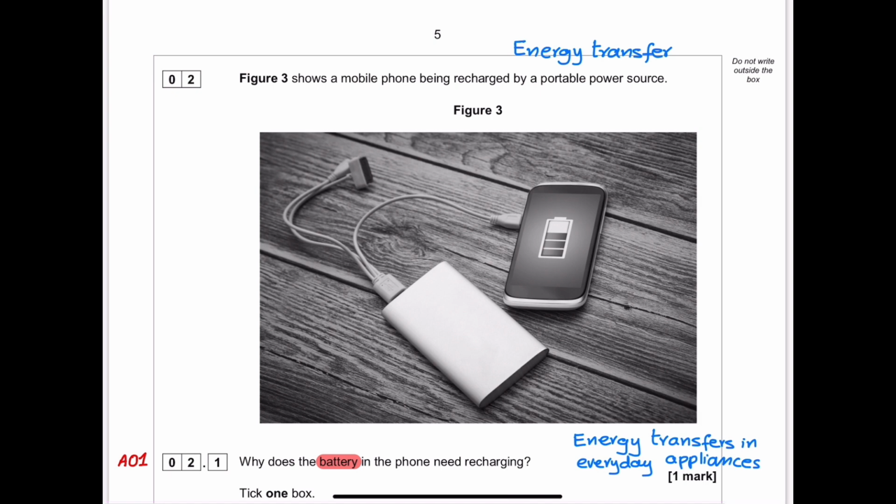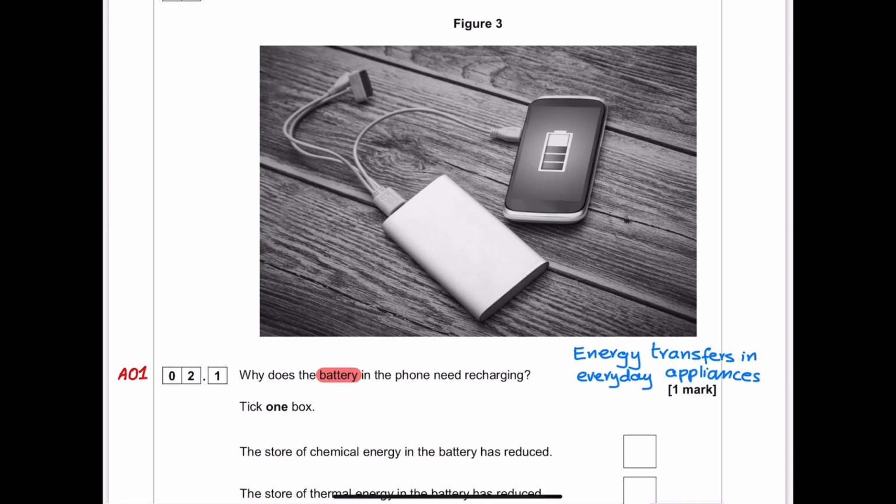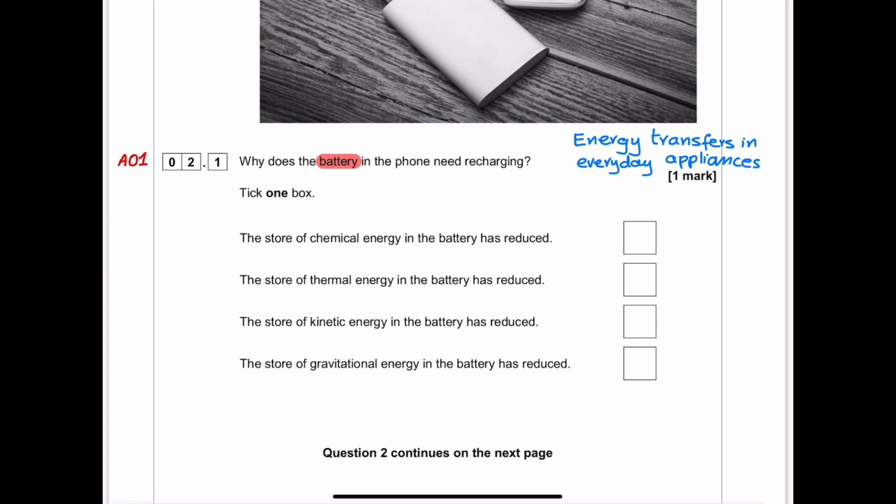Why does the battery in the phone need recharging? Tick one box. If you look here, the four options are given. The store of chemical energy in the battery has reduced. The store of thermal energy in the battery has reduced. The store of kinetic energy in the battery has reduced. The store of gravitational energy in the battery has reduced.